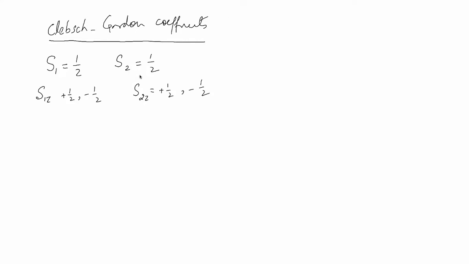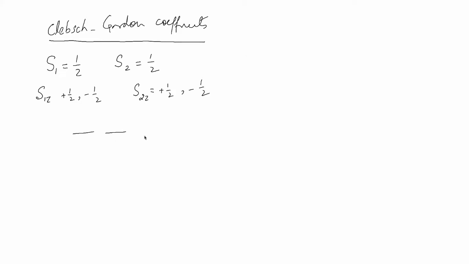Then I told you that I have been given two states where I have to place these two particles, and their spin projections can be: both of them plus half, both of them minus half, or either of them plus half or minus half.